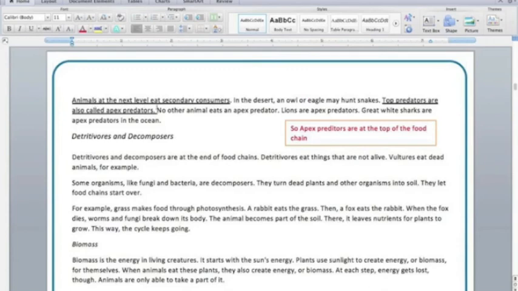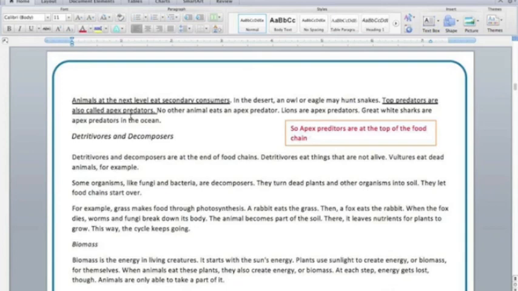Animals at the next level eat secondary consumers. In the desert, an owl or eagle may hunt snakes. Top predators are also called apex predators. No other animal eats an apex predator. Lions are apex predators. Great white sharks are apex predators in the ocean. Here, I underline that animals in the next trophic level eat secondary consumers, and they are called apex predators. Right? So I underlined those two sentences.